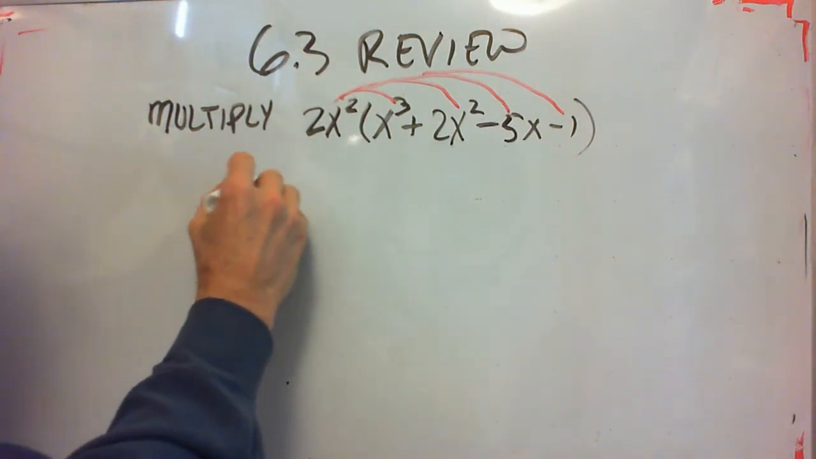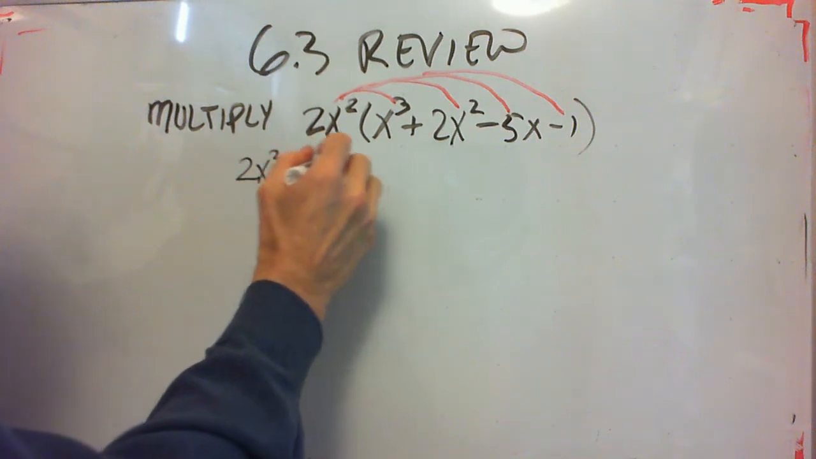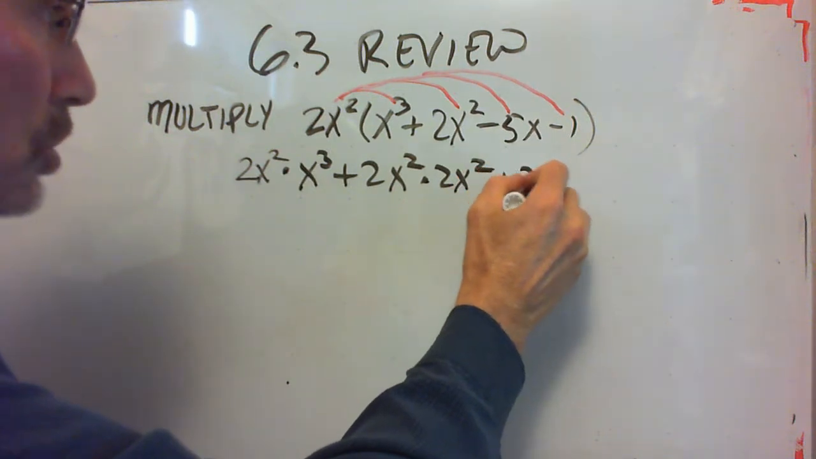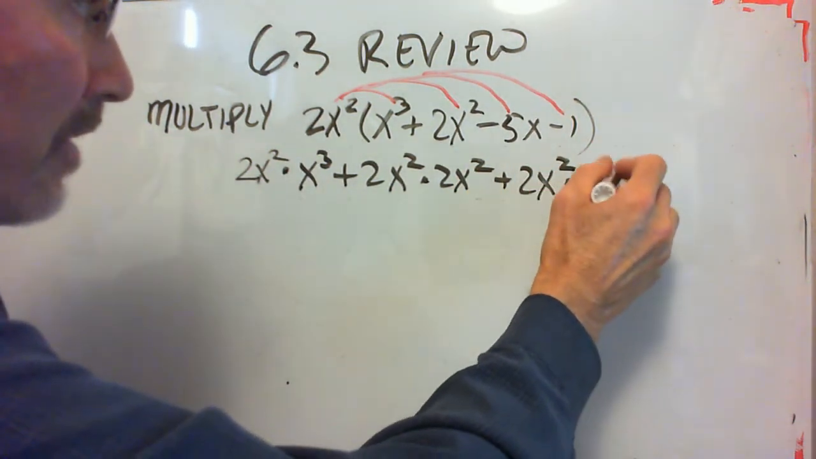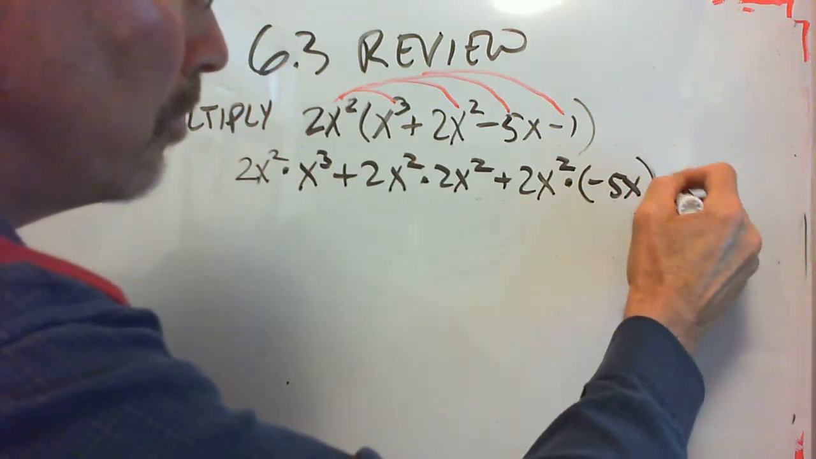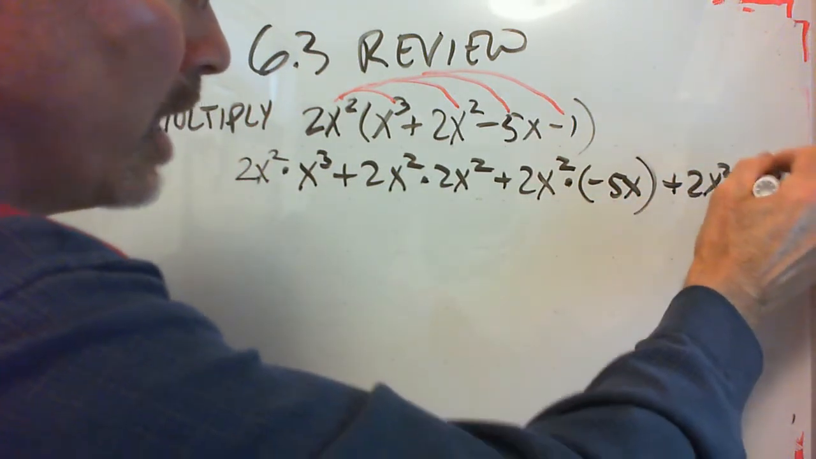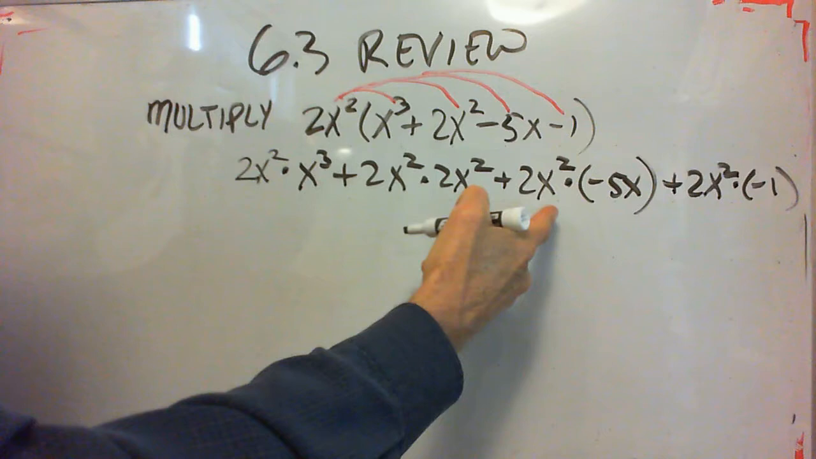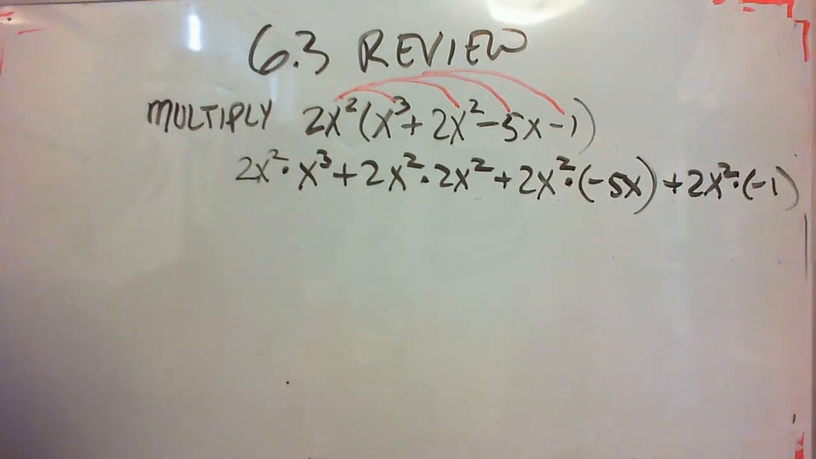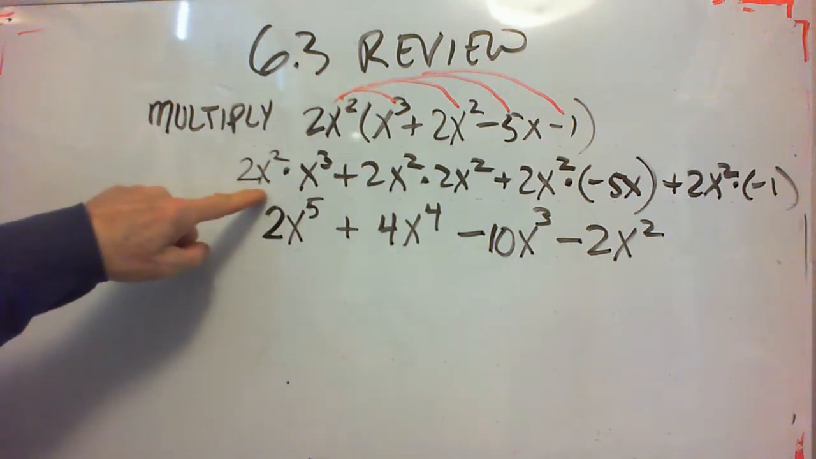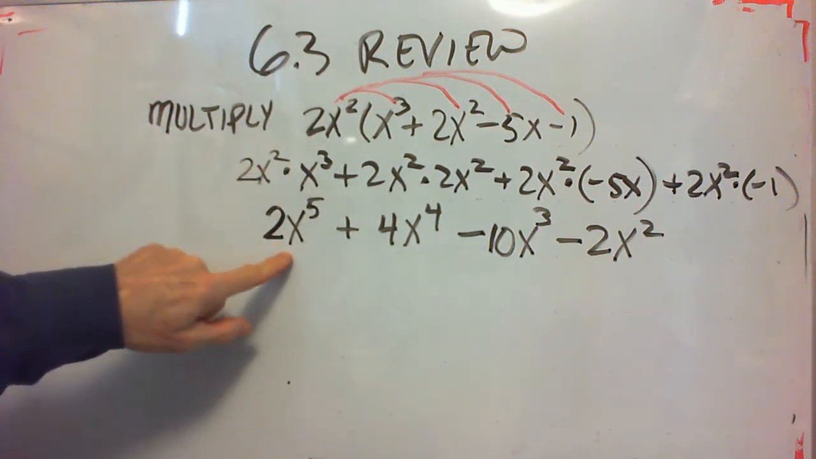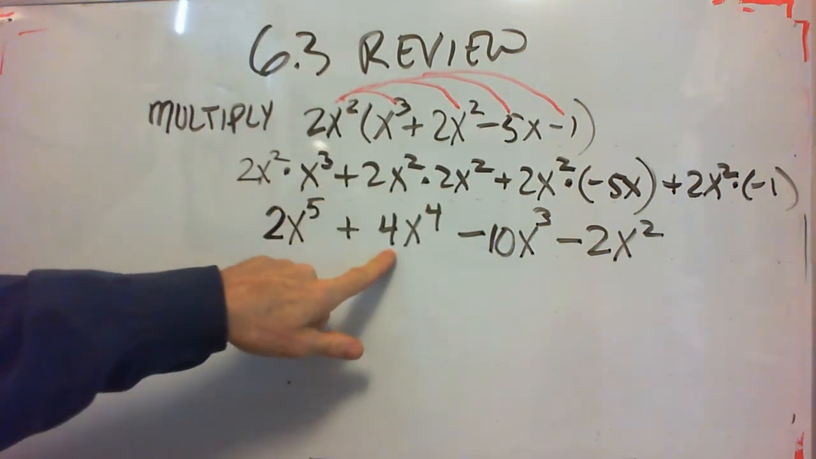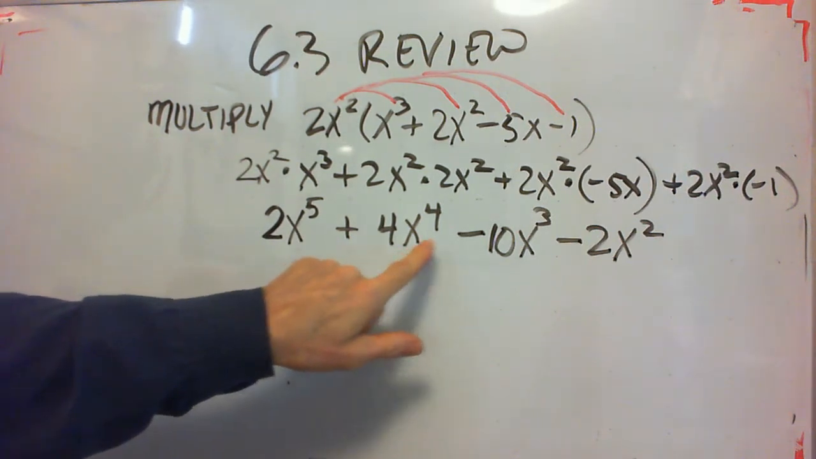and we get 2x squared times x cubed plus 2x squared times 2x squared plus 2x squared times negative 5x plus 2x squared times negative 1. And we just multiply through, and then we have to simplify all of those products. And when we do that, the 2x squared times x cubed, we add the exponents, 2x to the 5th. 2x squared times 2x squared, we multiply the 2 times 2 to make 4. X squared times x squared is x to the 4th.